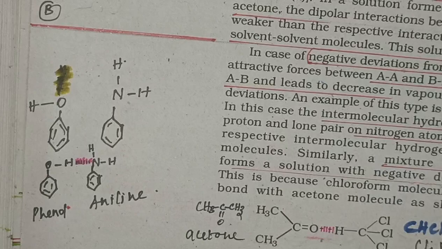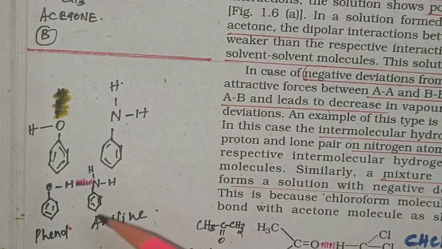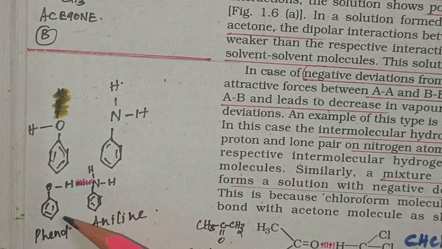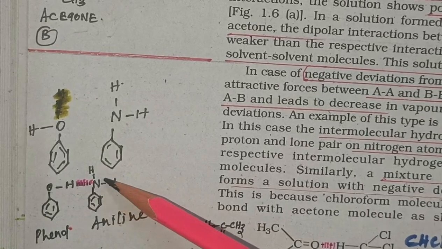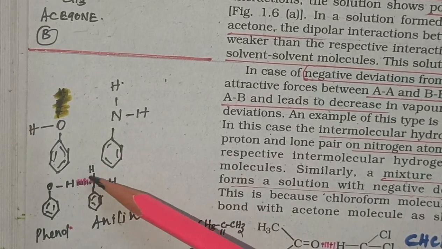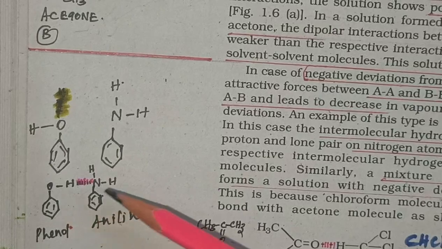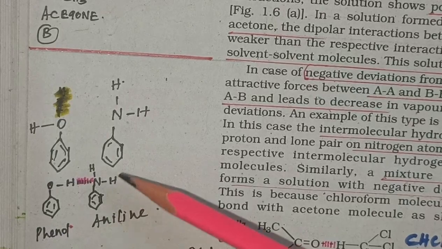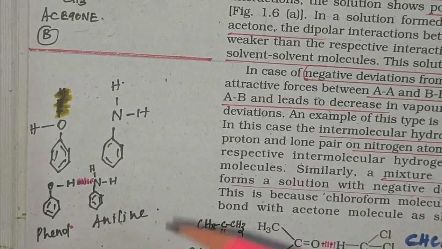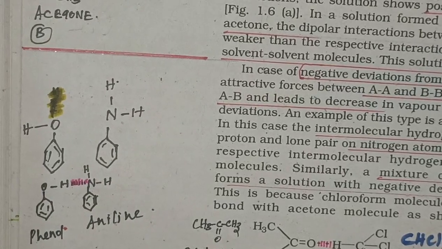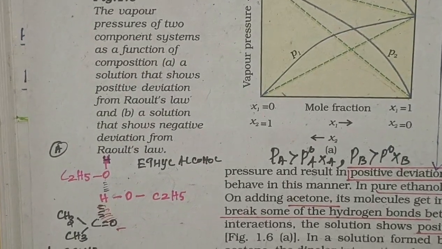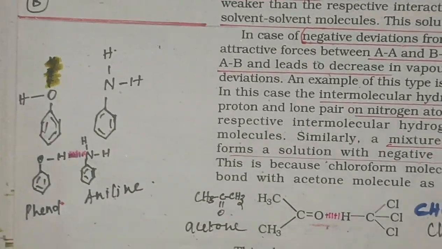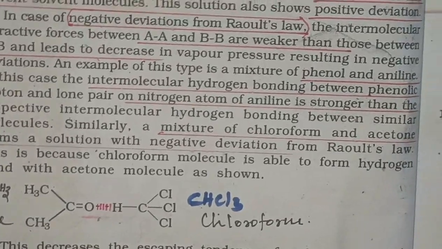One more example is the mixture of phenol and aniline. When we mix phenol and aniline, in the case of negative deviation, the attractive force between the phenol hydrogen and the lone pair of electrons on the nitrogen becomes much stronger. So on mixing phenol and aniline, the interatomic force is greater, thereby the evaporation of molecules decreases and the vapor pressure also decreases. That is an example of negative deviation. Ethyl alcohol and acetone, and ethyl alcohol and carbon disulfide are examples of positive deviation in non-ideal solutions. Phenol and aniline, and acetone and chloroform are examples of negative deviation.